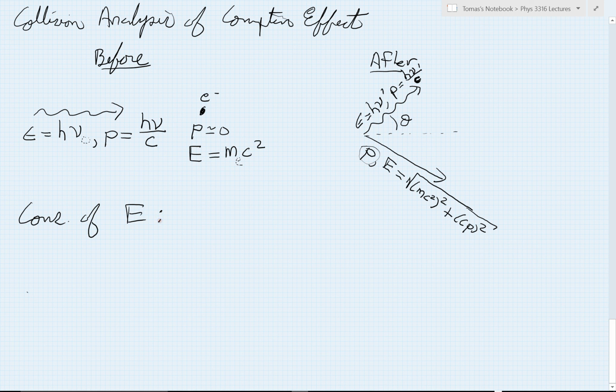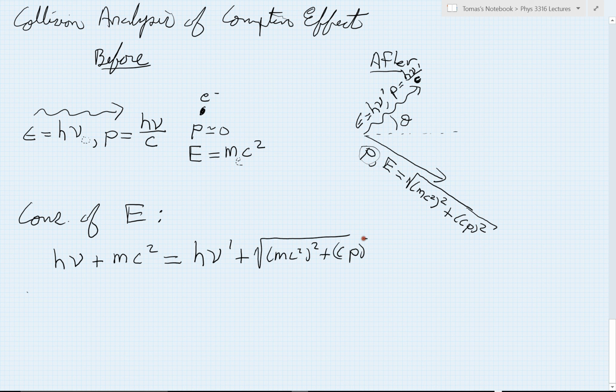We have to set the before energy, which is the energy of the incoming photon, h nu, plus the energy of the essentially at rest electron, mc squared. That will have to equal the total energy afterward, which has the energy of the outgoing photon that's been scattered at angle theta, h nu prime, plus the energy of that outgoing electron, which is the square root of (mc squared) squared plus (cp) squared. And that has my one extra unknown in it, p, that we hope to solve for.